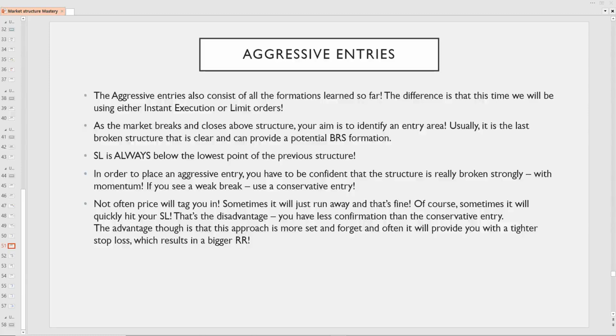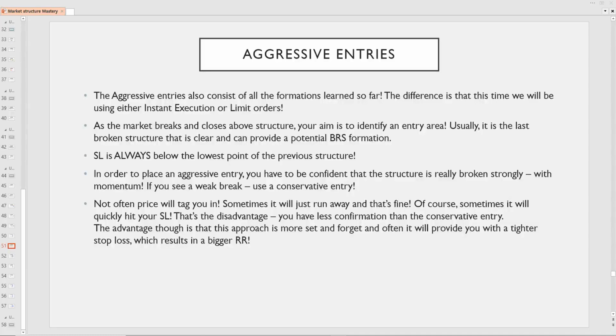So if you remember what I said before on the conservative entries, sometimes you don't get that perfect break. Sometimes it's just one little candle, then one can stay just above, and then the next one is actually gonna start creating the higher low formation or the lower high respectively. But with this one, you need a clear, nice break and a potential BRS formation. Okay, and stop loss of course is always below the lowest point of the previous structure, because with this we don't use conservative, we don't use stop orders, but you always want to keep your stop loss as safe as possible, so always below the previous structure.